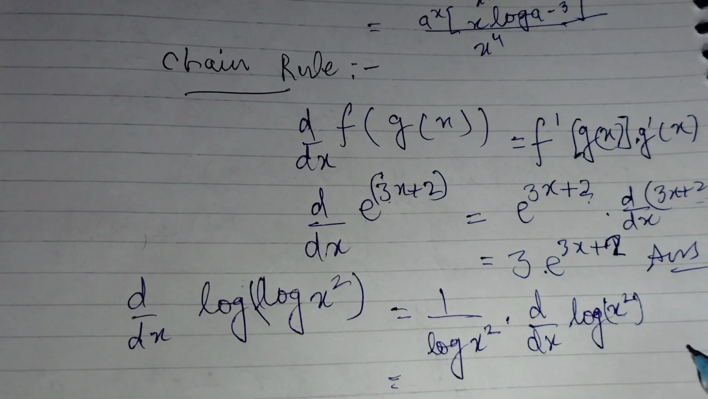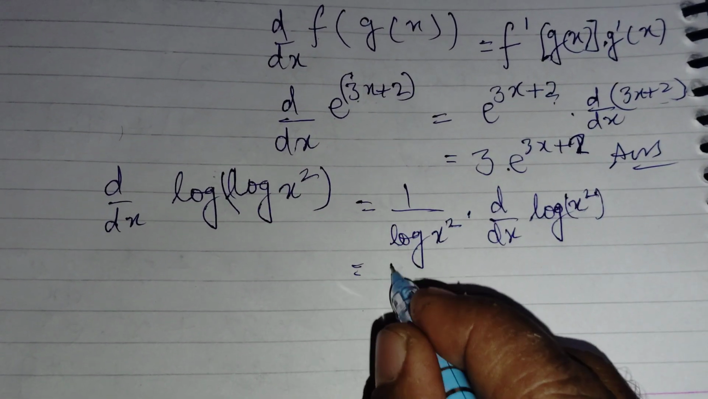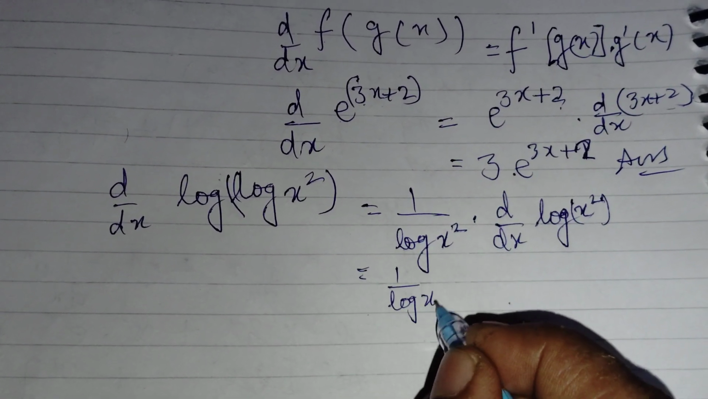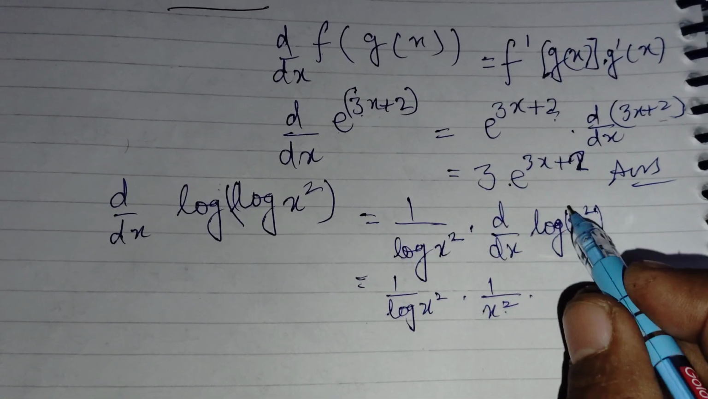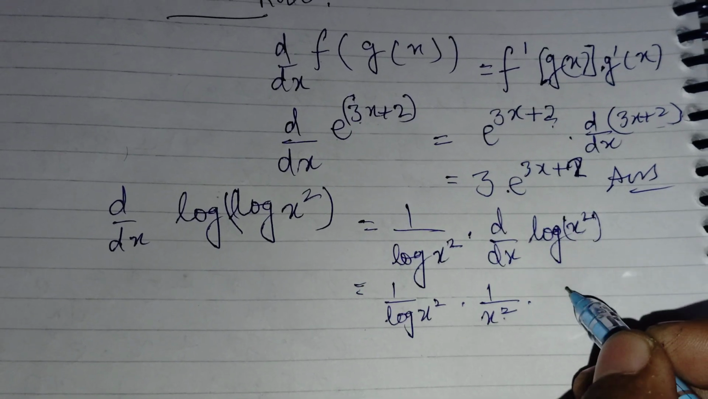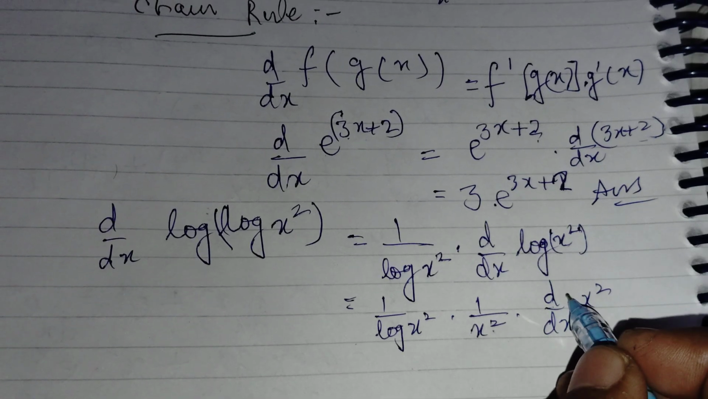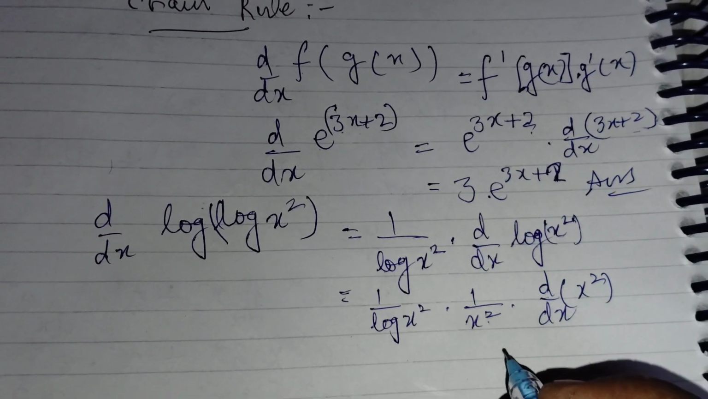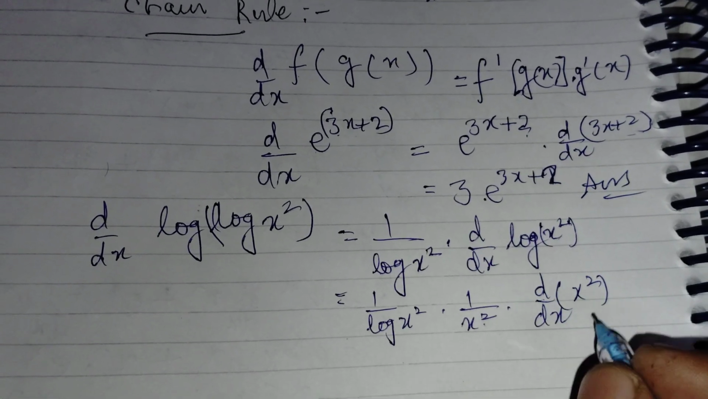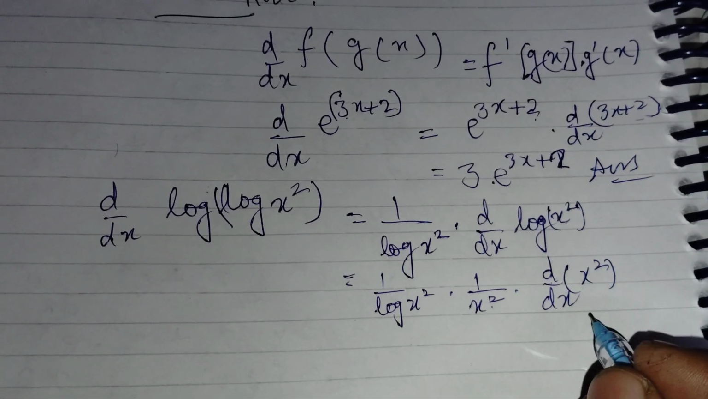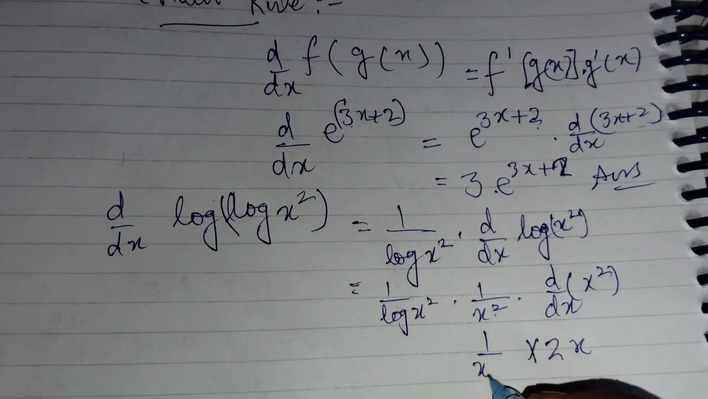So we write here again 1 upon log x square into 1 upon x square. Then we see here is not x, here is x square. This time we differentiate this x square, and its differentiation is 2x. How? We write 2 in front of x and decrease the power of x by 1: 2 minus 1 is 1. So 2x is x square's differentiation, and the other terms are written as they are.